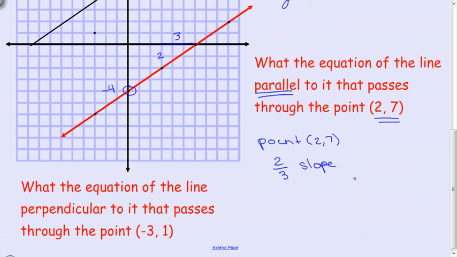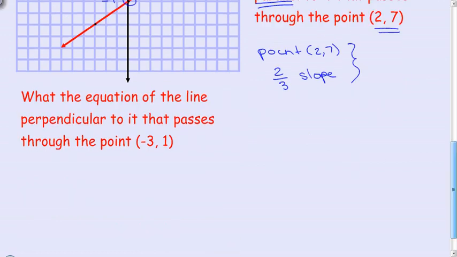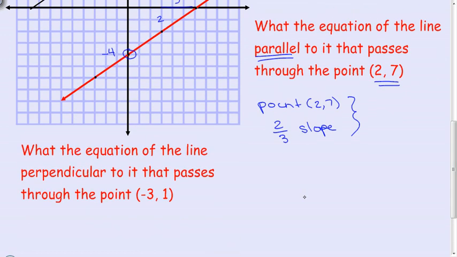If you think you remember how to do this from yesterday, why don't you pause the video and try it on your own first, and then come back and check your answer. All right, if you're ready, I'll remind you what we did here.